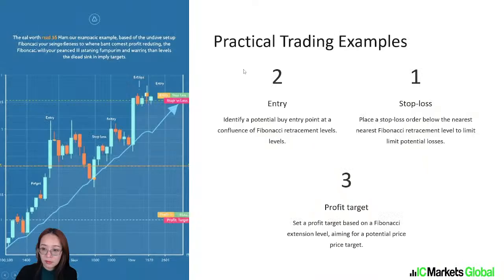So, a practical trading example. For entry, identify a potential buy entry or sell entry with confluence of Fibonacci retracement levels, where Fibonacci levels line up together, and then you can place your stop loss. For example, this is the buy entry, and you put the stop loss below the Fibonacci level. For the profit target, you can use Fibonacci extension or Fibonacci levels to place the take profit. You get what I mean?